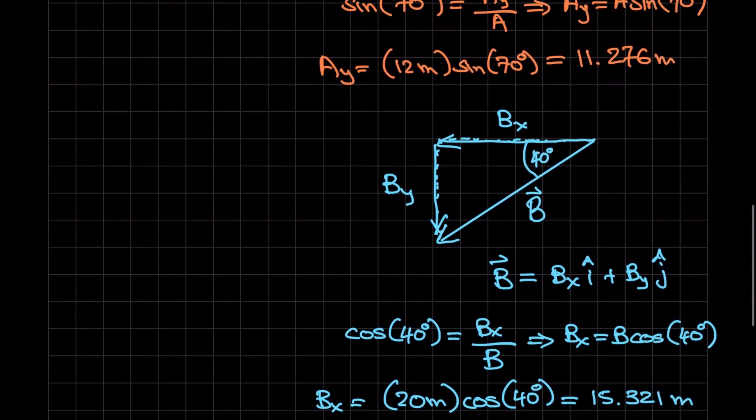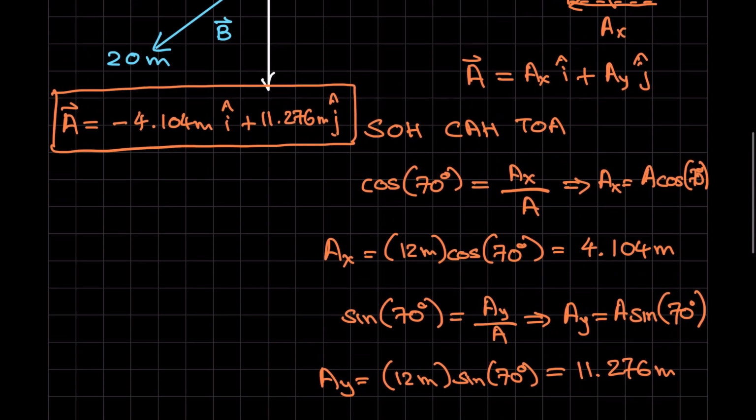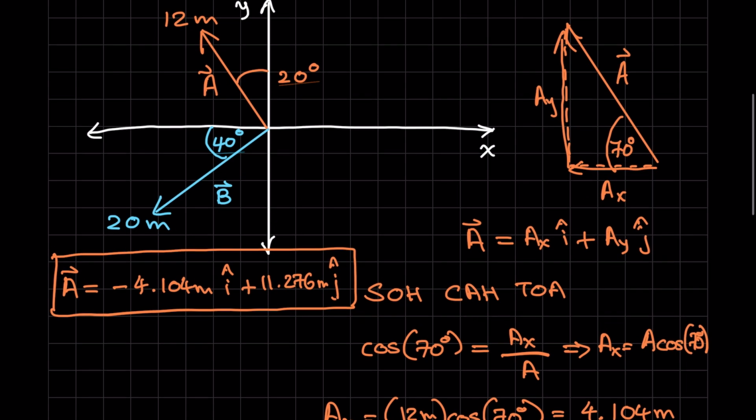Let's put it together. Going back up here to our original diagram, we can now add what B is. B is equal to minus 15.321 meters in the i hat direction, minus 12.856 meters in the j hat direction.